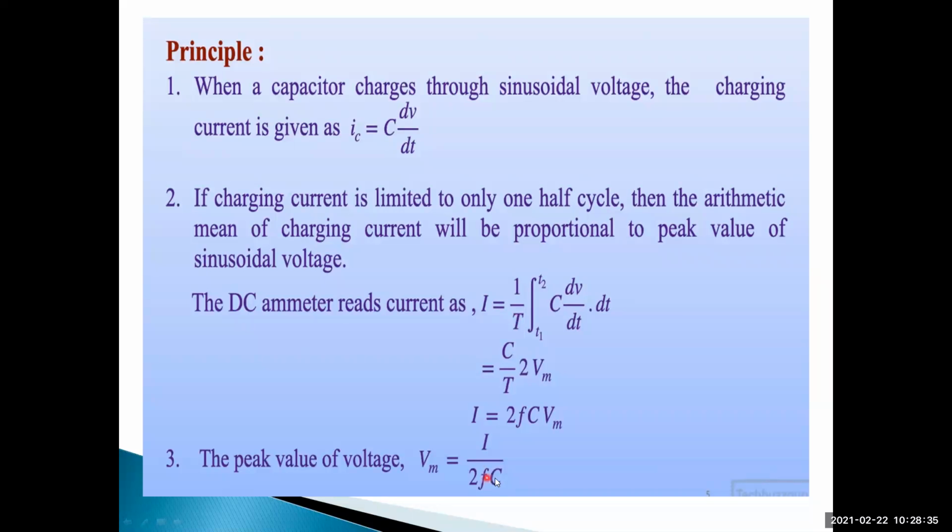The frequency is known and the capacitance value is known, and the current is measured by using a DC ammeter. Then by substituting here, you will get the peak value of voltages. So Vm is equal to I by 2FC. You know well the standard frequency is 50 Hz and the capacitance value is known. By measuring the current with the DC ammeter, that is called PMMC, and substituting here, you will get the peak value of voltages. So this is the principle.